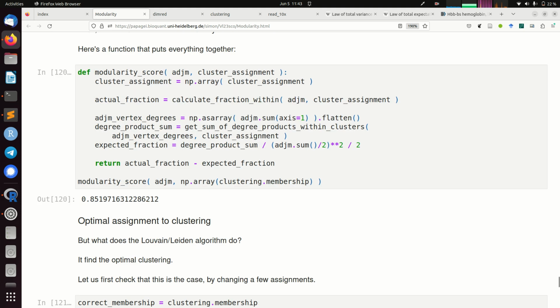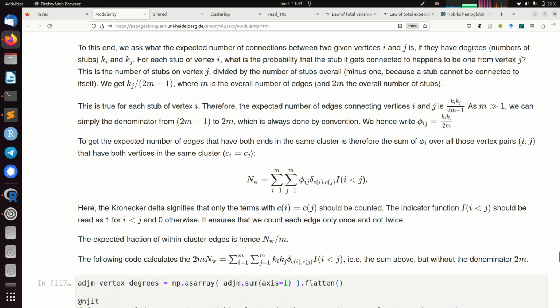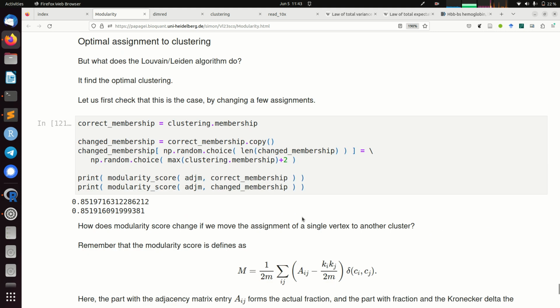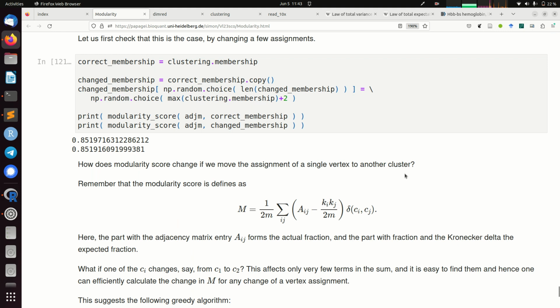The beauty of this formula that we have here is the following. What happens if I do such a change in assignment? I take one vertex and move it to another assignment. And it turns out you can easily calculate how the modularity score changes due to this. And this is because, remember how we calculated the modularity score? Here is now the whole definition of a modularity score.